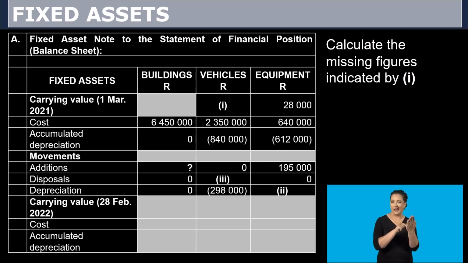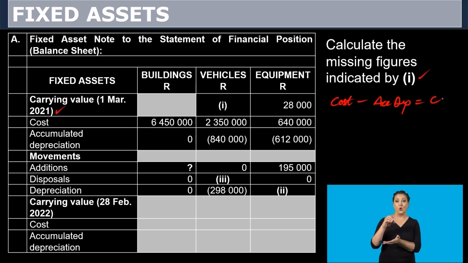Let's start with calculating number 1. Number 1 is the carrying value. Already from grade 10, you were taught this, that if you say cost minus accumulated depreciation, it will give you your carrying value. Very important. So you come here and you now say the cost that you're given is 2,350,000 and your accumulated depreciation is 840,000.